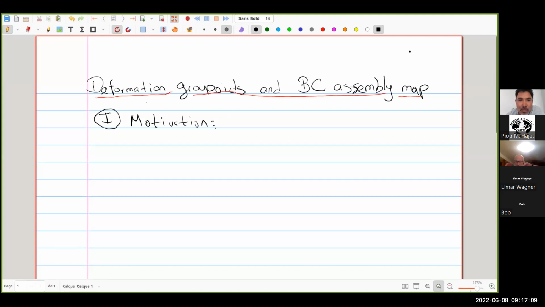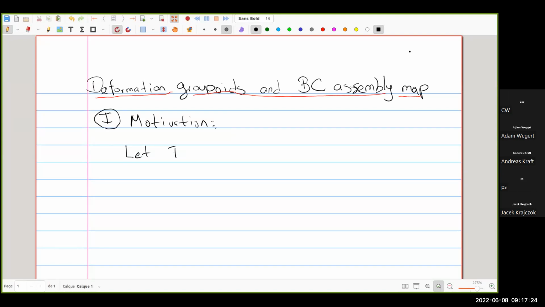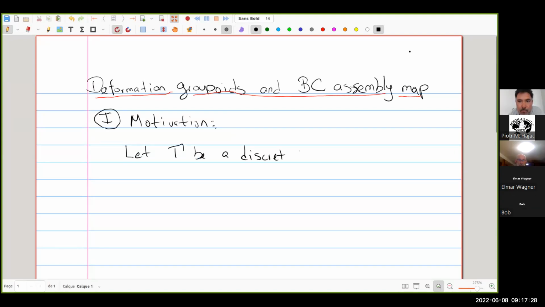So what is the Baum-Connes assembly map? Maybe most of you have heard about it, but if not, I will try to sketch the main ideas, mainly the geometric ideas around this construction. So for motivation, I will start with a discrete group. Let gamma be a discrete group for the talk.